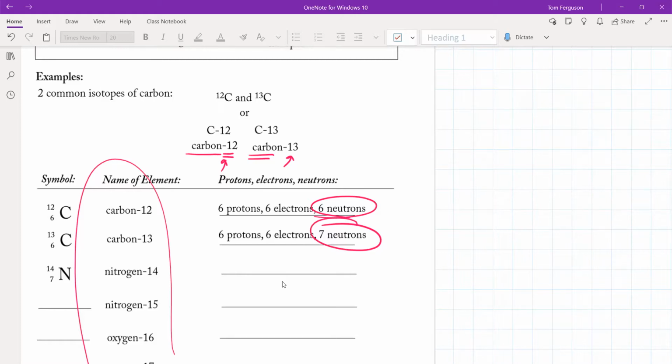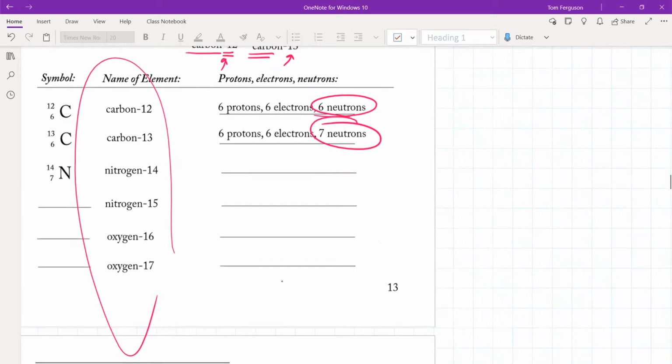Not 100% the same, because we have physical characteristics that are going to be different. And there are a lot of instrument techniques that will look for those differences. But basically, 99% of the time, the chemistry is the same. You can't distinguish between working with carbon 12 versus carbon 13.